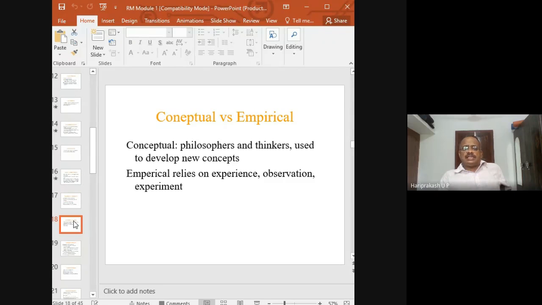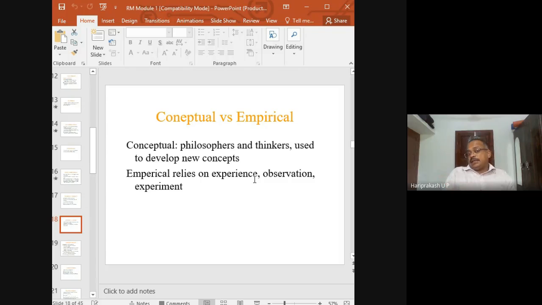Another way of classifying research is conceptual and empirical research. Conceptual research is done by philosophers and thinkers, where they come up with new concepts. Empirical research is based on experience, observation, and experiments. Normally people with certain experience, say 10, 20, or 30 years in a particular field, can come up with some concepts. We see concepts in finance, HR, and marketing. Who does this? People who have a lot of experience in that particular field. That is conceptual research.